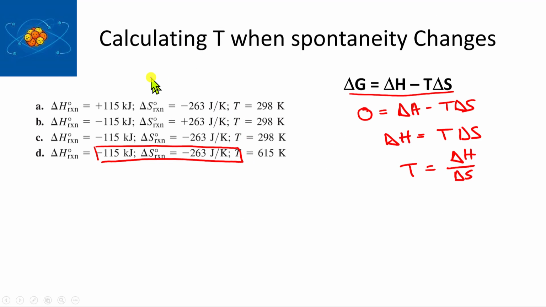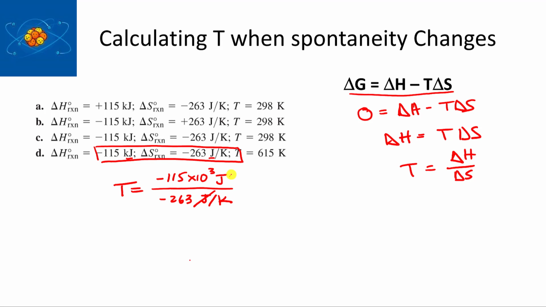Anyways, so we're going to go ahead and do the calculation. We'll say T is equal to minus 115 kilojoules per mole. Now I want it to be either in kilojoules or in joules, so what I'm going to do is convert this to joules by multiplying by 10 to the third joules. And then I'm going to divide it by minus 263 joules per Kelvin, like this.